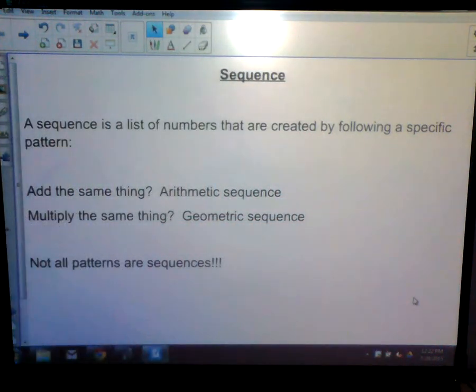A sequence is a list of numbers created by a specific pattern. If you add the same thing, it's an arithmetic sequence. If you multiply by the same thing, it's a geometric sequence. But not all patterns are sequences.